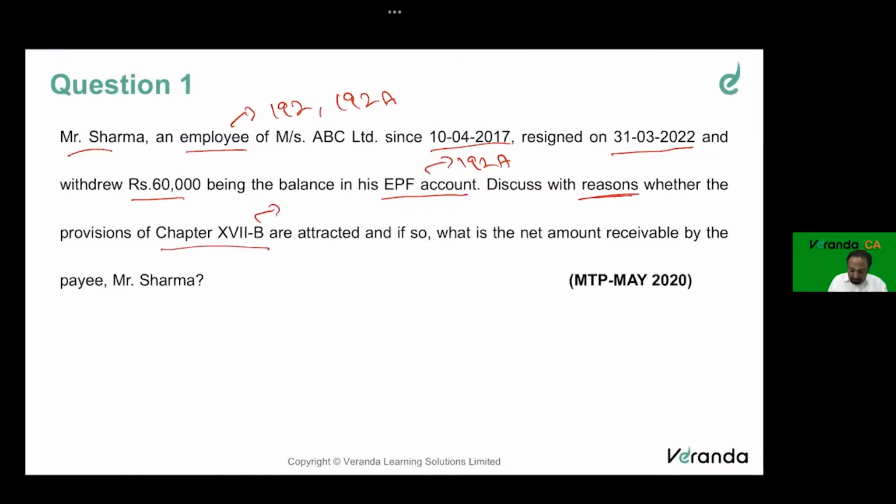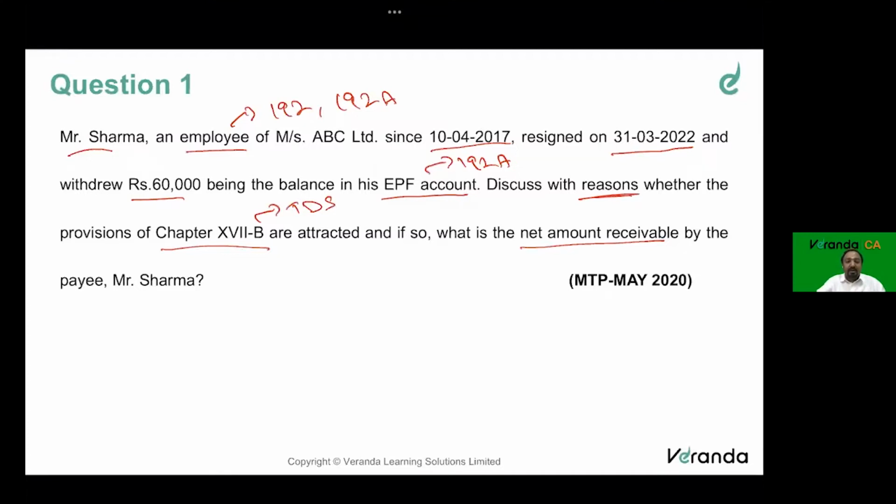17B is basically the TDS chapter, that is chapter 17 heading B, which discusses the TDS provisions. We need to discuss whether it is attracted or not, and what is the net amount receivable by the payee, that is Mr. Sharma. So this is what the question is about.